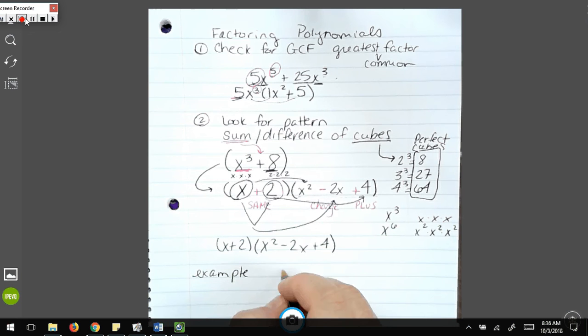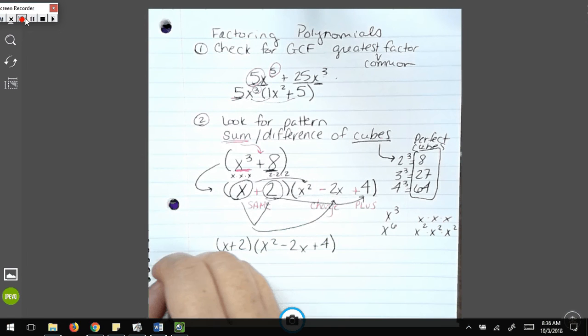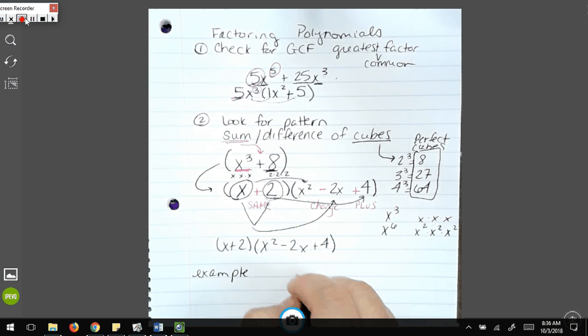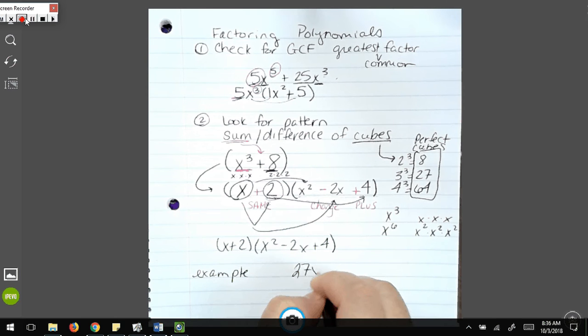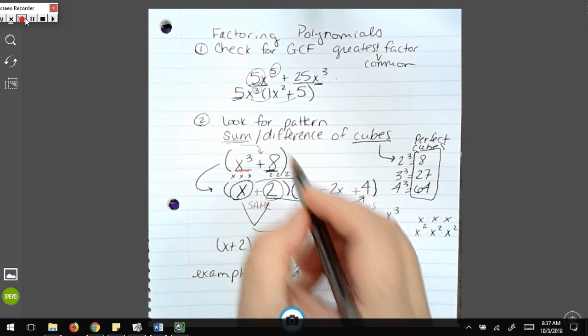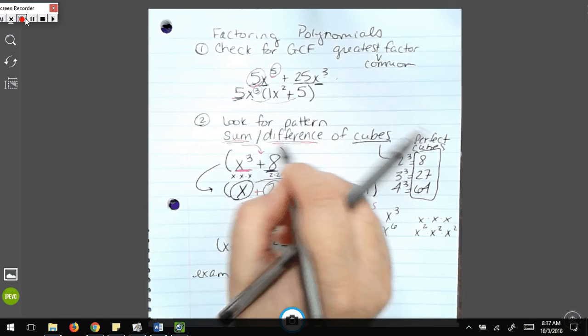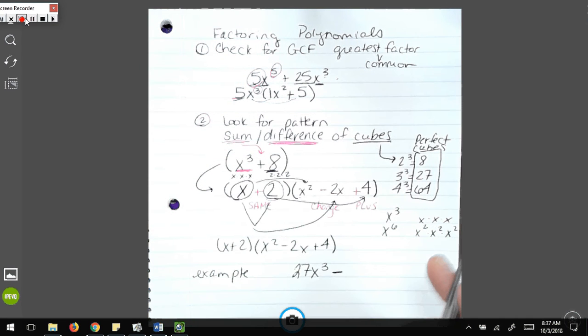Let's say 27x cubed. I'm going to do this as a difference because remember it can be the sum or difference of two cubes. Minus, let's do minus 1.